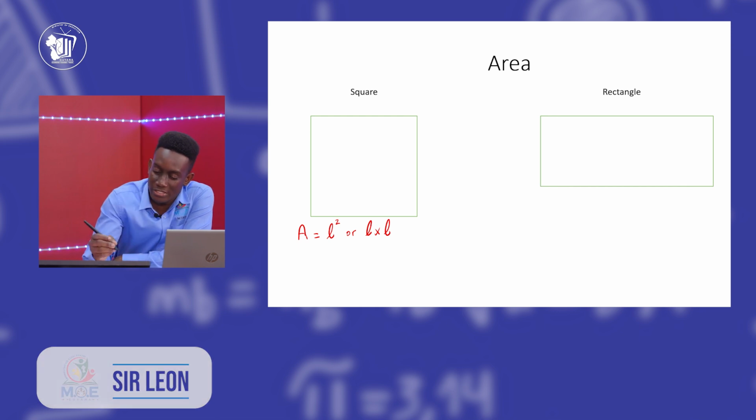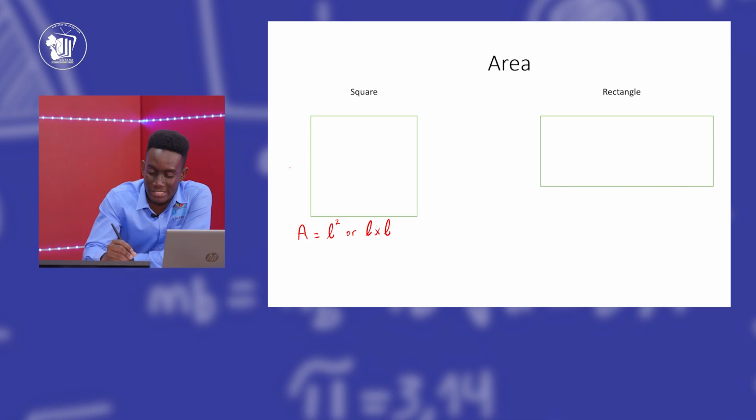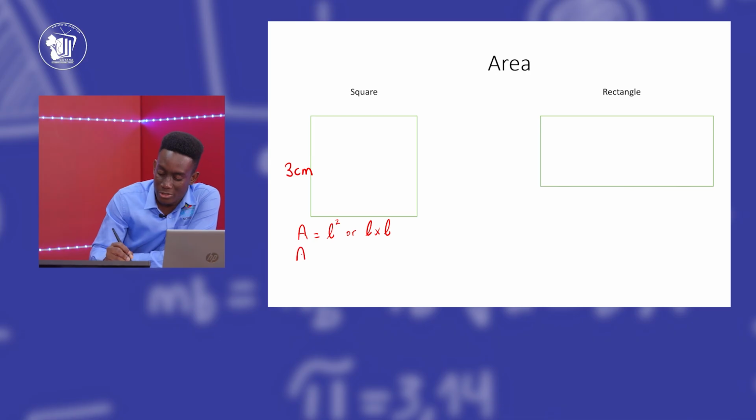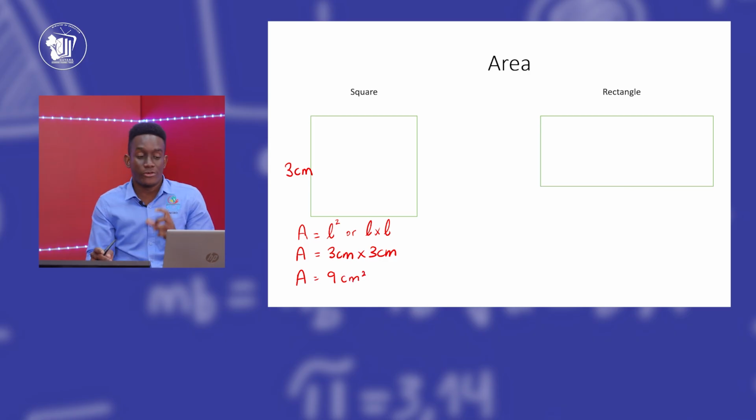So let's say we are given this shape and one of the sides measures 3 cm. We were asked to calculate the area of this square. So the area of this square would simply be 3 cm multiplied by 3 cm. So the area would be 3 times 3 is 9. Cm times cm would give us cm squared. So the area of this square with side being 3 cm would be 9 cm squared.